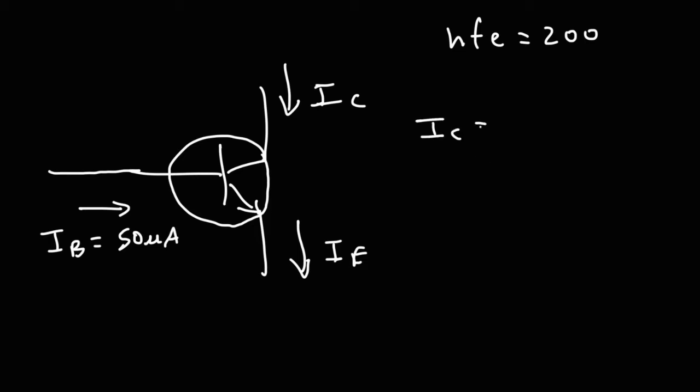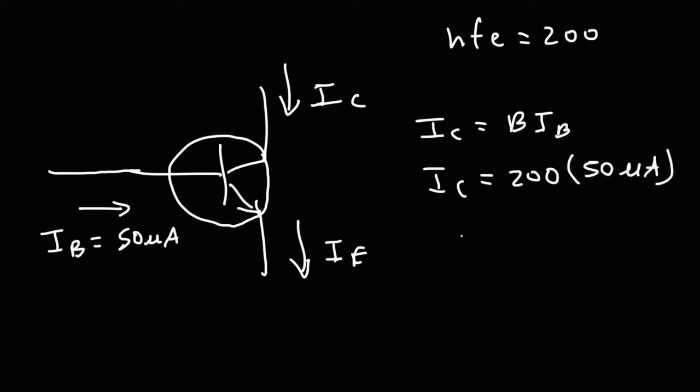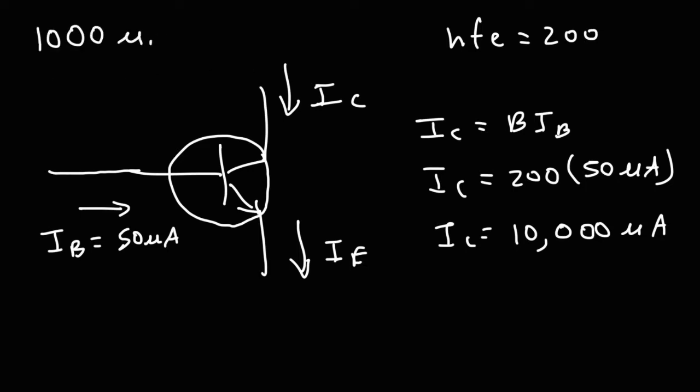So IC is going to be beta times IB. Beta is 200, and so if we multiply that by 50 microamps, 2 times 5 is 10, carry over the 3 zeros, we get 10,000 microamps. Now keep in mind 1,000 microamps is equal to 1 milliamp. So 10,000 microamps, that's 10 milliamps. So the collector current is 10 milliamps.